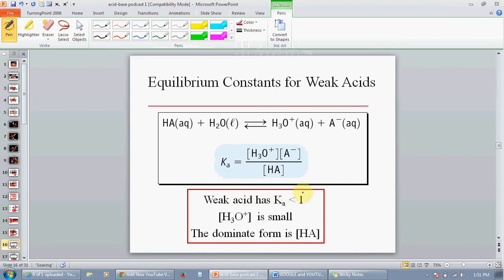A weak acid will have a Ka less than 1. Your hydronium ion concentration will be quite small, meaning the equilibrium will lie to the left, and the dominant form at equilibrium is the non-ionized acid.